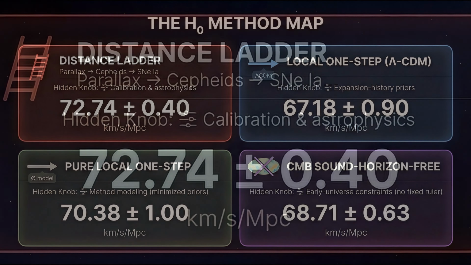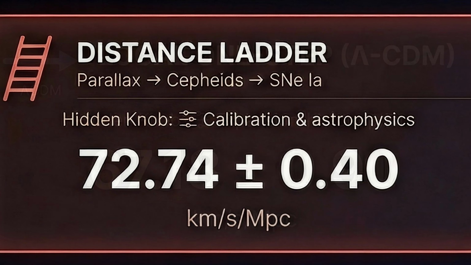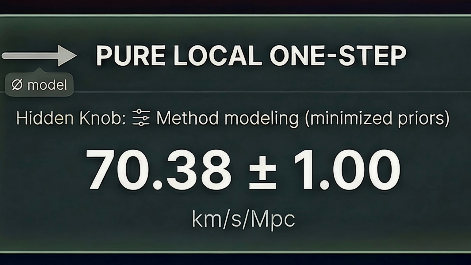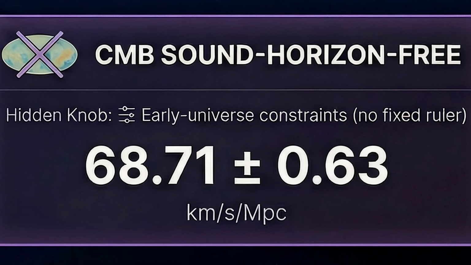Family 1, the distance ladder. Family 2, local one-step measurements that assume ΛCDM, the standard cosmological model. And family 3, pure local one-step measurements that try to avoid assuming the detailed shape of the expansion history. Family 4, CMB sound horizon-free measurements, using CMB information, but deliberately not locking in the usual early universe ruler.